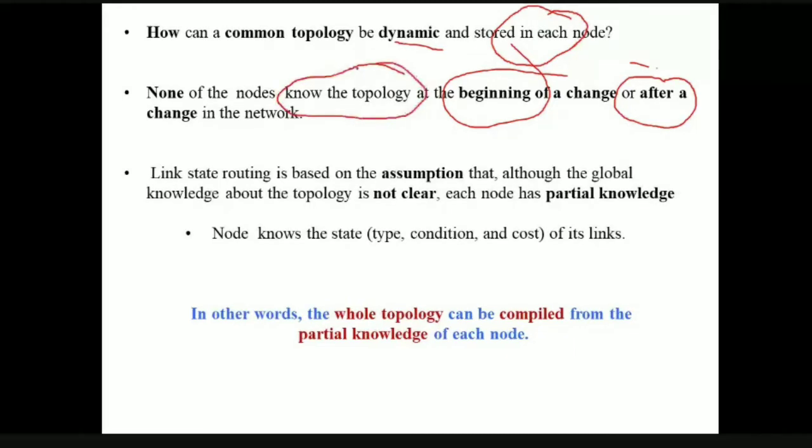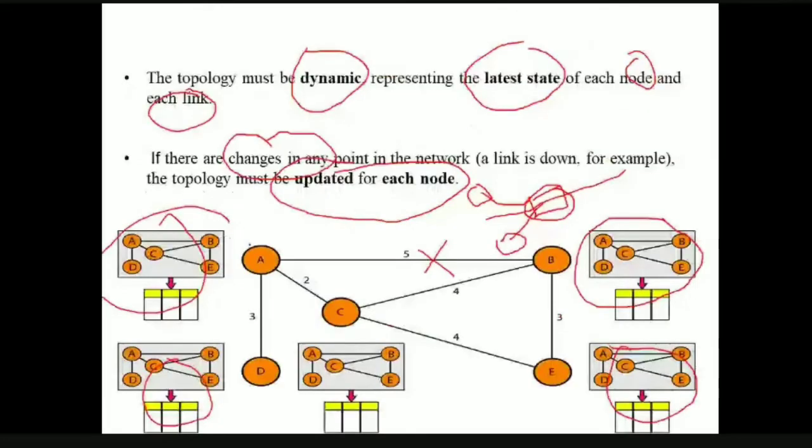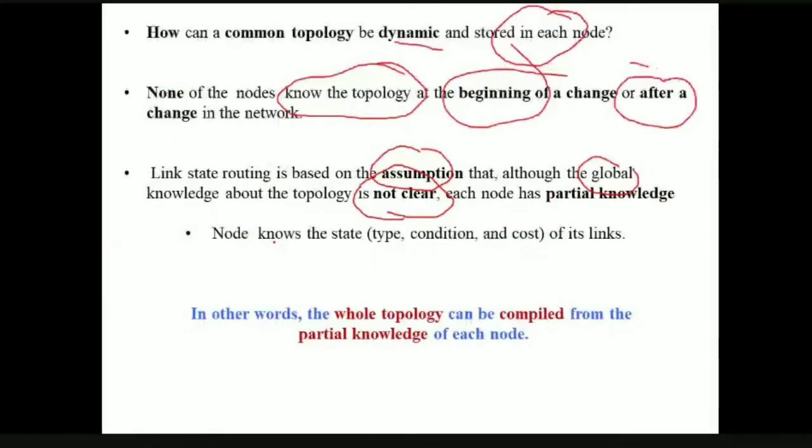So to make the nodes know about the topology, what is the link state routing algorithm going to do? It is going to make an assumption. So what is that assumption? Even though the global knowledge about the topology is not clear, that is, even though the complete knowledge about the network is not clear, the link state routing algorithm is going to depend upon partial knowledge. Basing upon the partial knowledge of the network, it tries to convert that partial knowledge into complete knowledge.